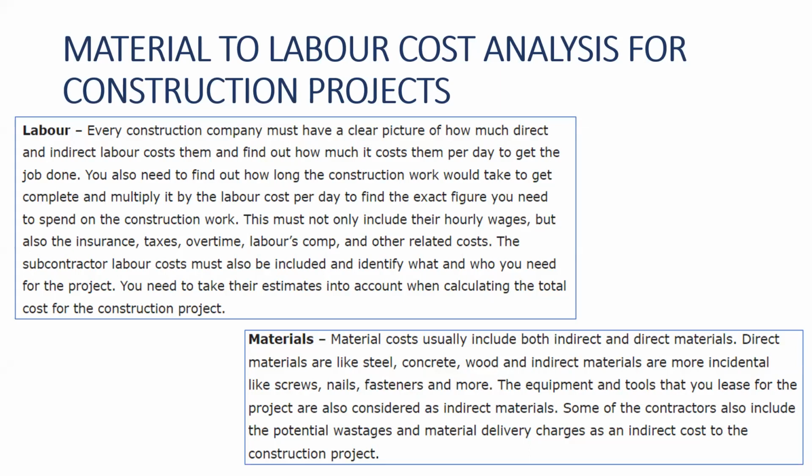Some contractors also include potential wastages. We know that we can't use all the materials 100% for the construction project. There will be some wastage. What we can do is minimize those wastages and make optimum use of the materials that we have. So the potential wastages and the material delivery charges can also be taken as indirect costs for a construction project.